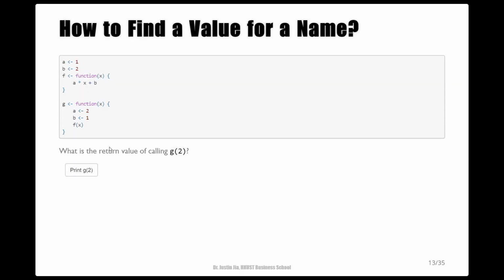The answer is actually 4, which implies R actually associates A and B with these two values. This may come as a surprise to some of you. Actually, this example makes clear the importance of understanding name-value associations or bindings for R functions. Because otherwise we cannot estimate the behaviors of R functions and thereby use them correctly.